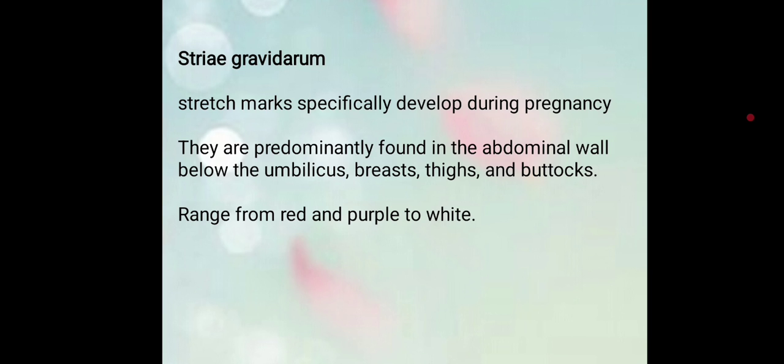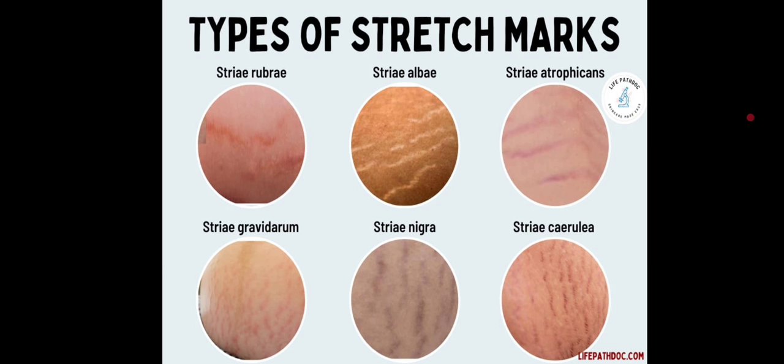There are many types of stretch marks that occur in many conditions apart from pregnancy. Example in Cushing syndrome, rapid weight gain, and patients with edema. These types of stretch marks, we are not concerned about. We are concerned about striae gravidarum, which occur in pregnancy.